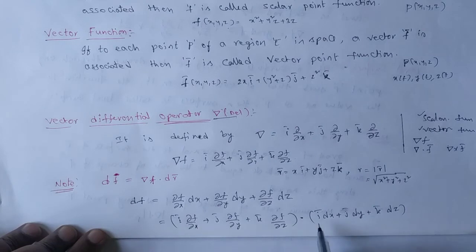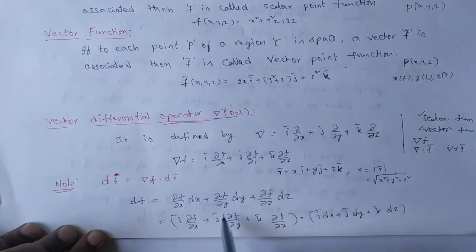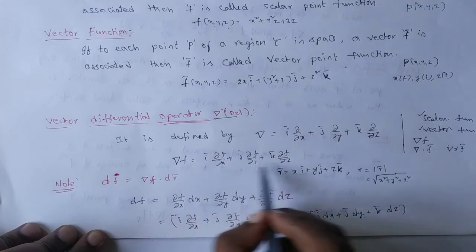So we know a bar dot b bar equal to a1 b1 plus a2 b2 plus a3 b3, where a1, a2, a3 and b1, b2, b3 are the components of those two vectors a bar and b bar respectively. Similarly, if you take the dot product of these two, it is nothing but dou f by dou x into dx, dou f by dou y into dy plus dou f by dou z into dz. So it comes like this. According to the known, it is i bar into dou f by dou x plus j bar into dou f by dou y plus k bar into dou f by dou z. Am I right or not?